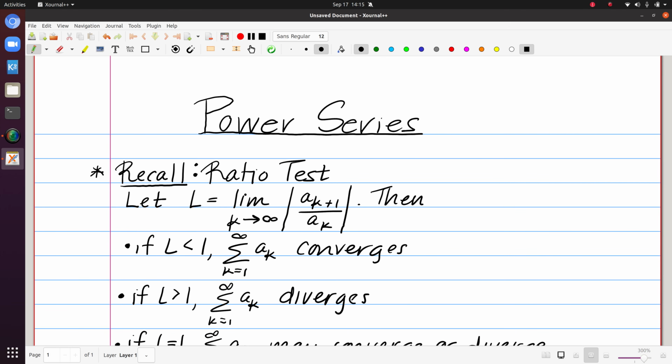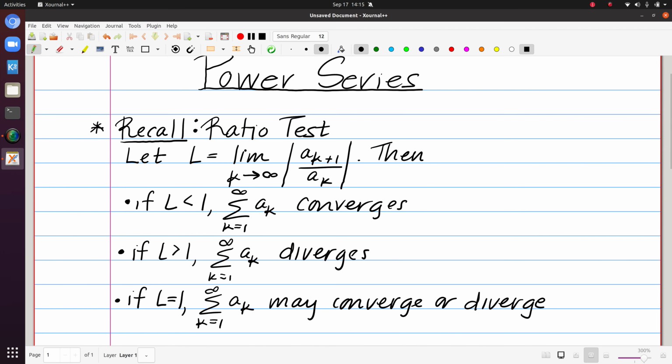Before I define power series, I want to take a moment to review the ratio test. We'll see that this test will play a big role when we start to talk about the convergence or divergence of power series. So the ratio test focused on a limit of successive terms in absolute value for a series whose terms say are a sub k. Let's call this limit L. So again, this is the limit of the absolute value of a sub k plus 1 divided by a sub k as k goes to infinity.